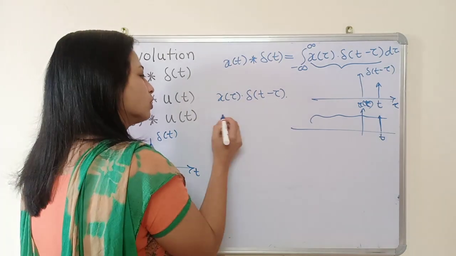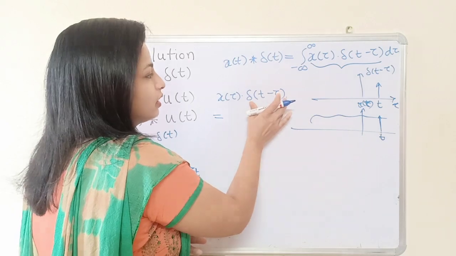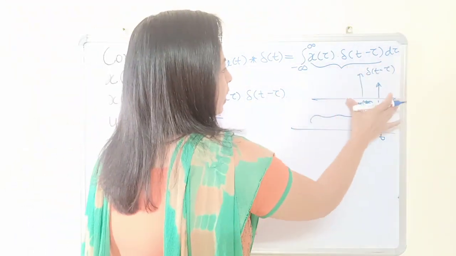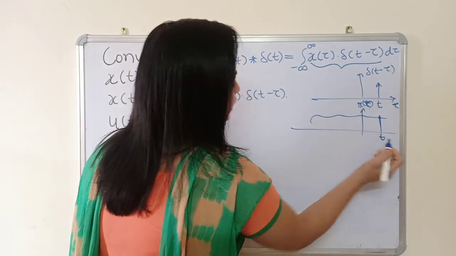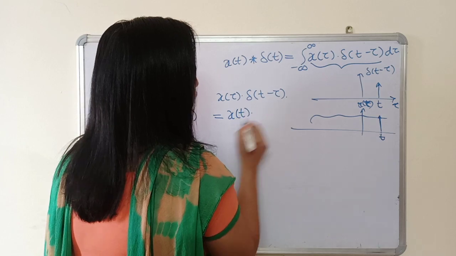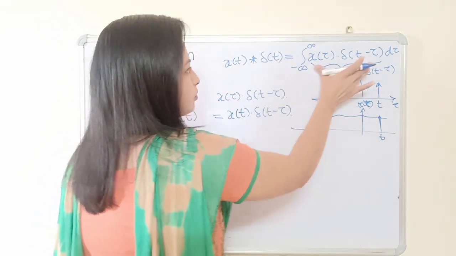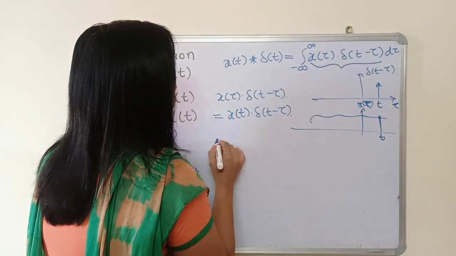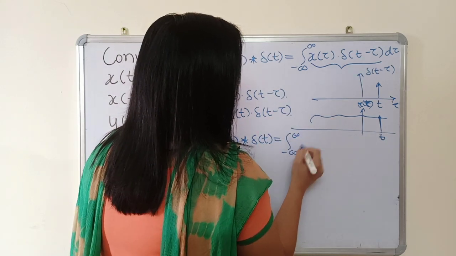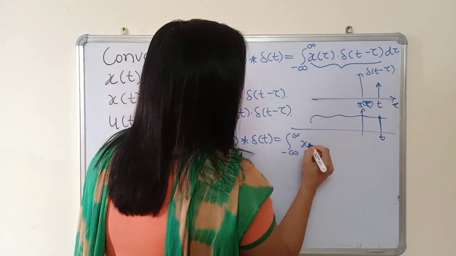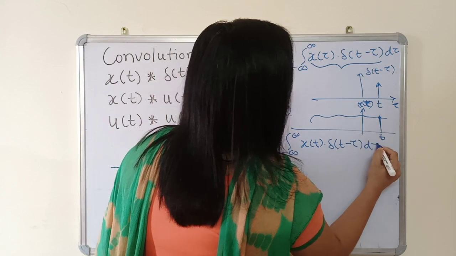What I'm writing here is the sampling property of the unit impulse signal: when we multiply, we get only this instant. So what is this instant? x of t. So this is x of t multiplied with del of t minus tau. Okay, so we put this term in place of this. So x of t convolved with del of t, with tau varying from minus infinity to infinity, becomes the integral of x of t del of t minus tau d tau.